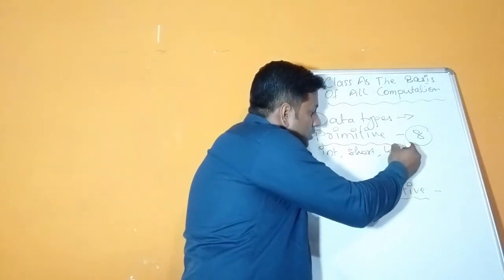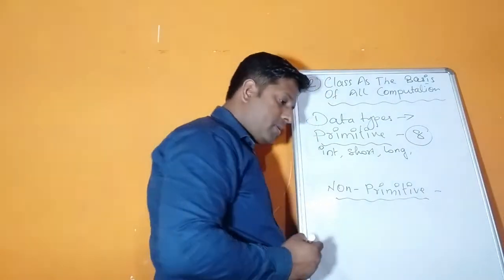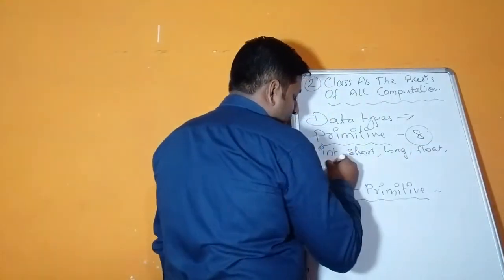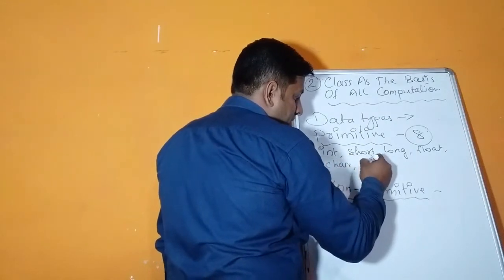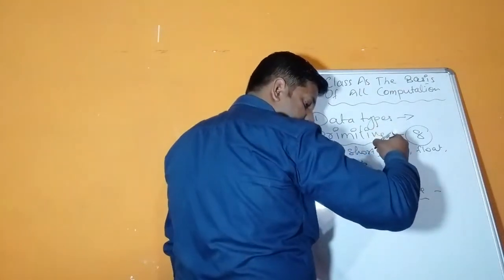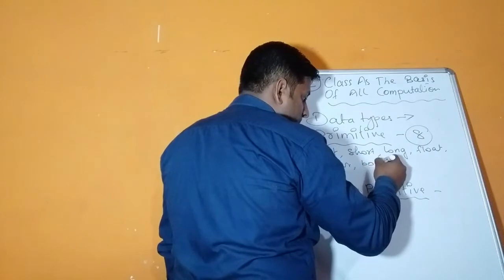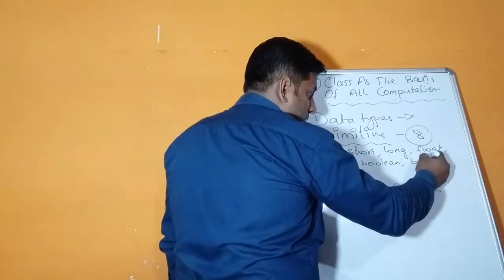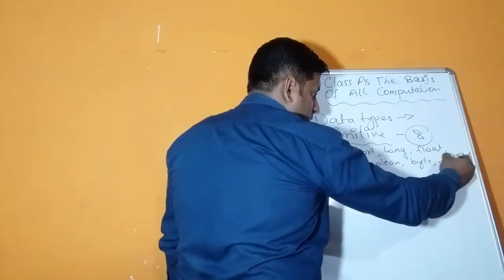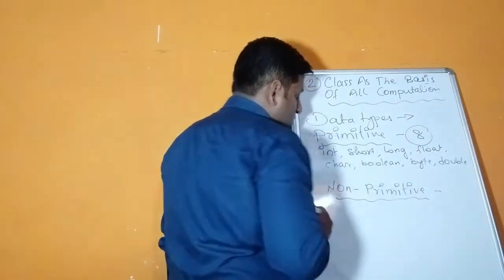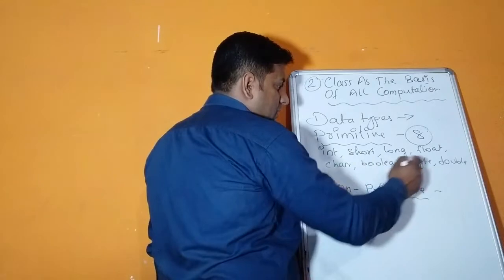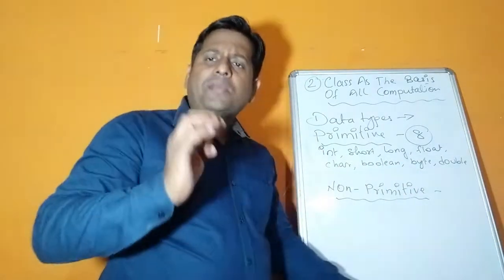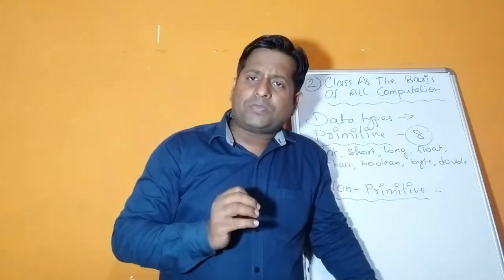Int, short, long, then float, char, then boolean, byte, and double. See, 1 2 3 4 5 6 7 8. So there are a total of 8 different types of primitive data types.